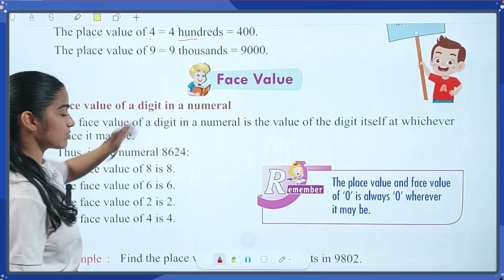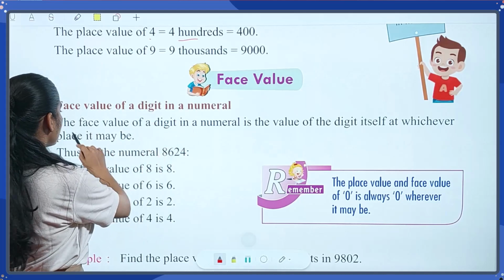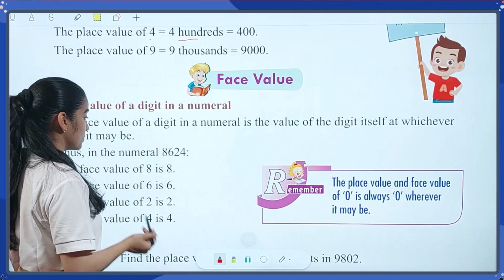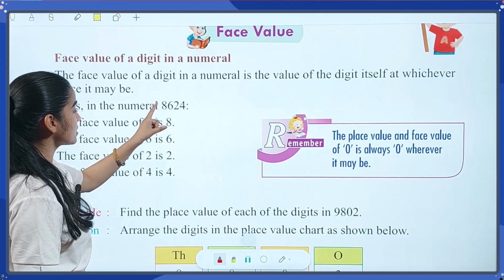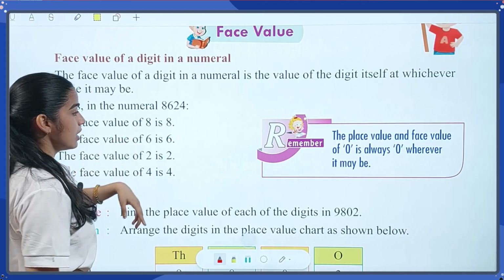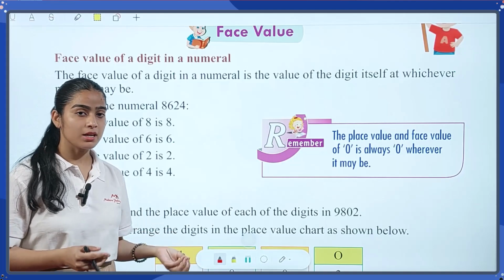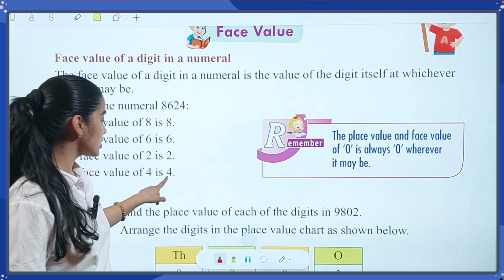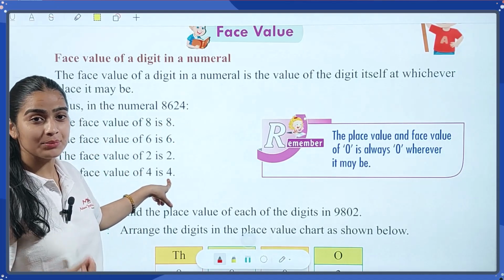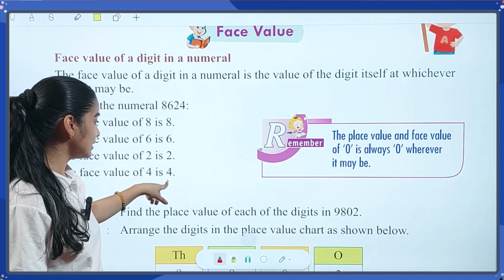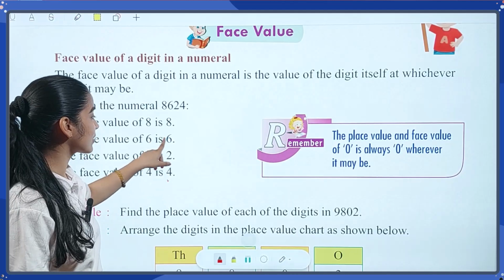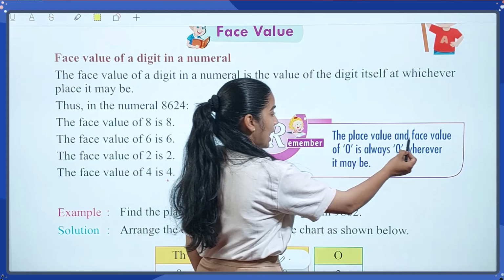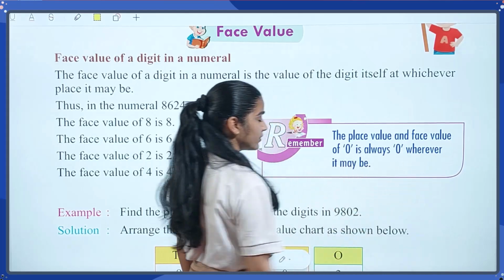Now next we have face value. Face value of a digit in a numeral. The face value of a digit in a numeral is the value of the digit itself at whichever place it may be. For this, in the numeral 8,624, the face value of 8 is 8. So face value means the number itself. If I'm asking you what is the face value of 4 in this, the face value of 4 is 4, it means how the number looks. So 4 looks like 4, 2 looks like 2, 6 looks like 6, 8 looks like 8. So in the same way you have to tell it.